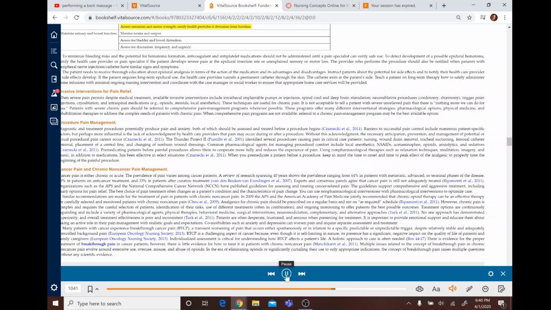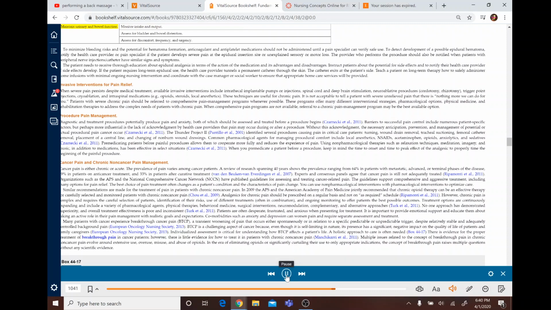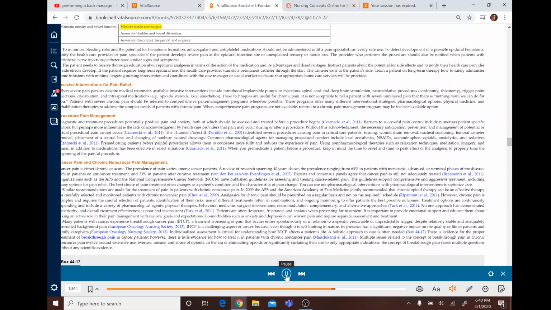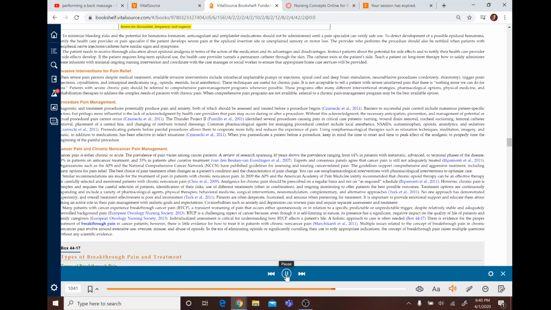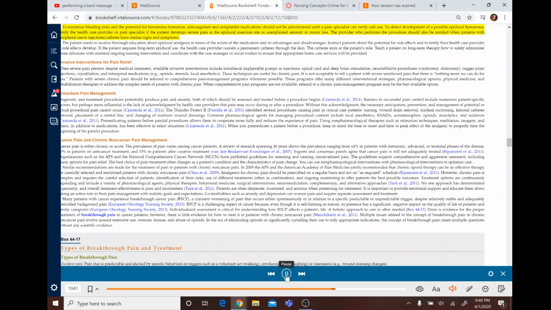Assess sensation and motor strength. Notify the healthcare provider if there is deviation from baseline. Maintain urinary and bowel function. Monitor intake and output. Assess for bladder and bowel distension. Assess for discomfort, frequency, and urgency. To minimize bleeding risks and the potential for hematoma formation, anticoagulant and antiplatelet medications should not be administered until a pain specialist can verify safe use.